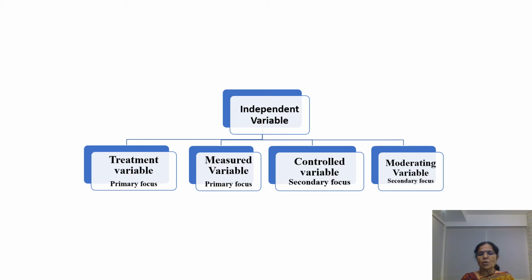Now, fourth one is moderating variable, which is also of secondary importance to the researcher, like the controlled variable, but it cannot be controlled by the researcher. But the interaction effect of this moderating variable along with the treatment variable is studied. Treatment variable will have the main effect, but the moderating variable will have the collaborative effect or the interacting effect on the dependent variable. Let us study all these four groups of variables with an example.